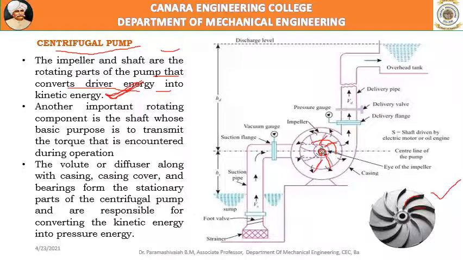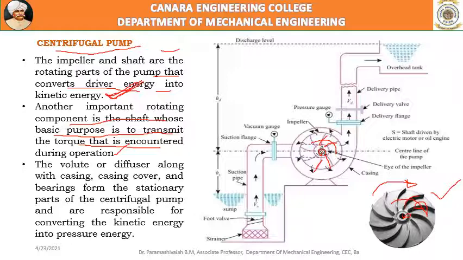Another important rotating component is the shaft, whose basic purpose is to transmit the torque encountered during operation. To drive this impeller at some speed, at the center there will be a shaft. The shaft is coupled to a motor. When the motor rotates, the shaft rotates along with it, and along with the shaft, this impeller rotates with a high velocity.